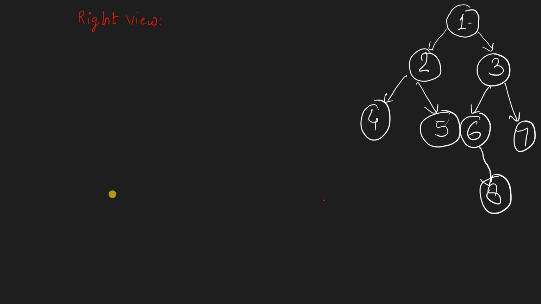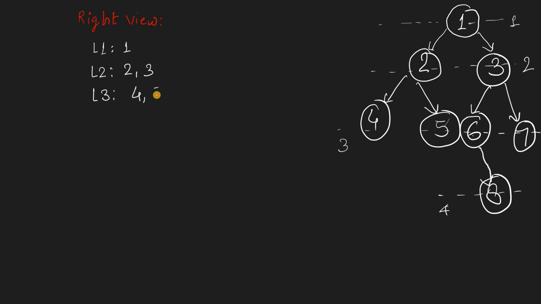Okay, so if you see it closely, let me help you. This is our level 1, this is our level 2, this is level 3, and this is level 4. Let's write the level order traversal for this. On level 1 we have 1, on level 2 we have 2, 3, on level 3 we have 4, 5, 6, 7, on level 4 we have 8.